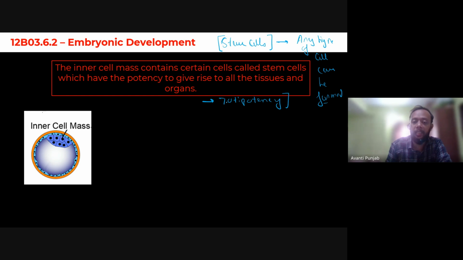Totipotency is the property that says that your cell has a potential to form any kind of cell. So when you have an undifferentiated cell, and it can make any type of cell, any type of organ or any type of structure, that property we call totipotency. So stem cells are going to show what you can call a totipotency.